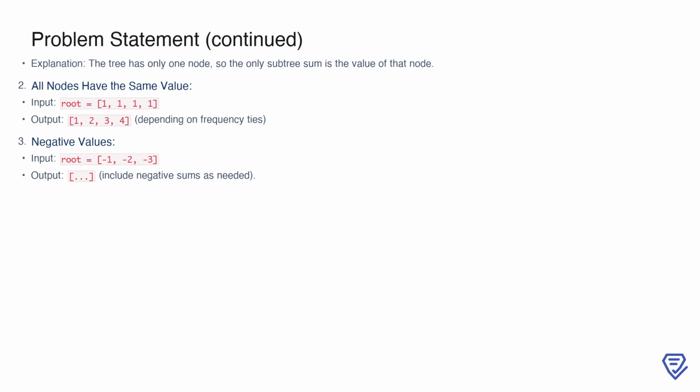In cases where all nodes have the same value, like root equals 1, 1, 1, 1, the subtree sums will depend on how the tree is structured. For example, sums such as 1, 2, 3, or 4 could appear based on frequency ties. Lastly, negative values must also be considered. For example, if the tree is root equals -1, -2, -3, negative subtree sums will be valid, and the output will include the most frequent sums, even if they are negative. These constraints and edge cases ensure the solution is robust and works for a variety of input scenarios.